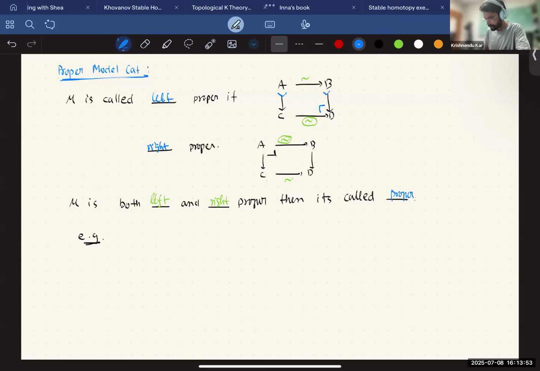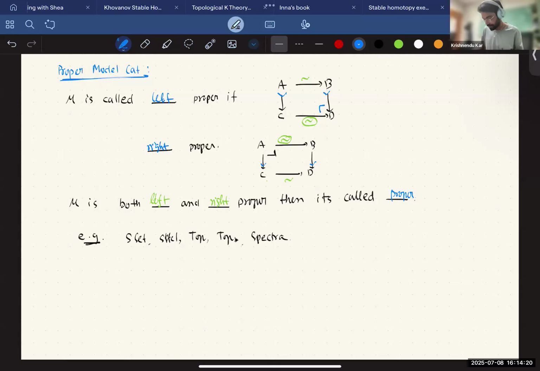And guess what? Most model categories that we'll encounter and see are proper. Simplicial sets, pointed simplicial sets, topological spaces, pointed topological spaces. For right proper, do we need to assume the vertical maps are fibrations? Sorry, yes, this map is a fibration. Yep, thank you. And this by default will be a fibration.